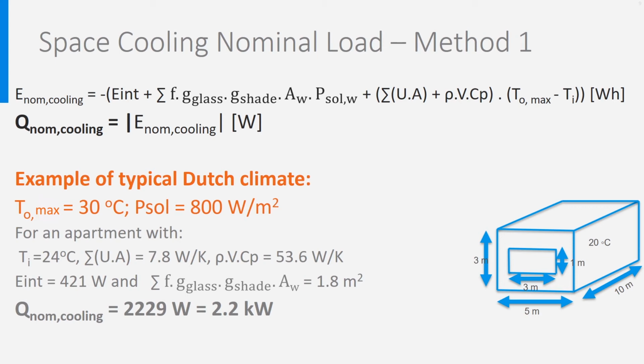So, now we fill in this data to calculate the nominal power and come to a power of 2.2 kilowatt. So, if we want to buy air conditioning, which is the same as a cooling machine for this apartment, we need to choose one with a nominal power around 2.2 kilowatt. Based on that, we can make price comparisons between different suppliers of cooling machines.